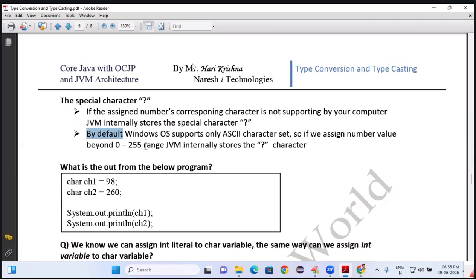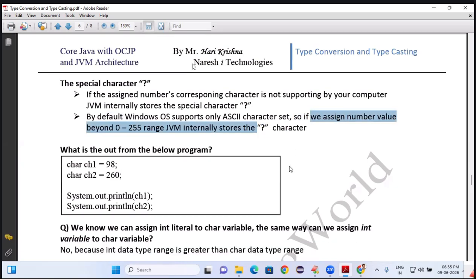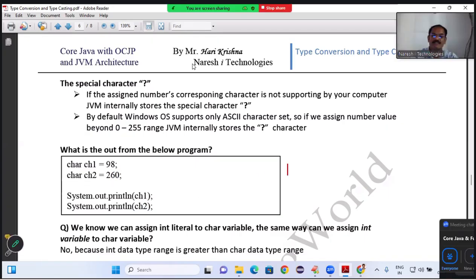By default, Windows OS supports only the ASCII character set. So if you assign a number value beyond the 0 to 255 range, the JVM internally stores the question mark character. What is the output of the below program? 98 is printed as B. 216, don't know, so what is stored? Question mark. Understand?